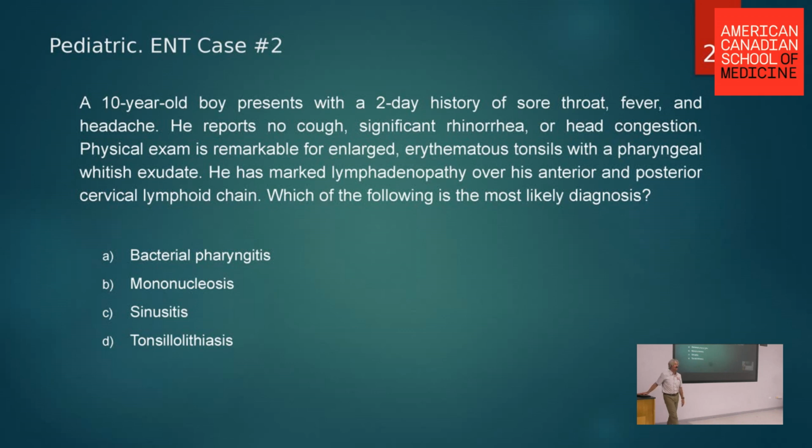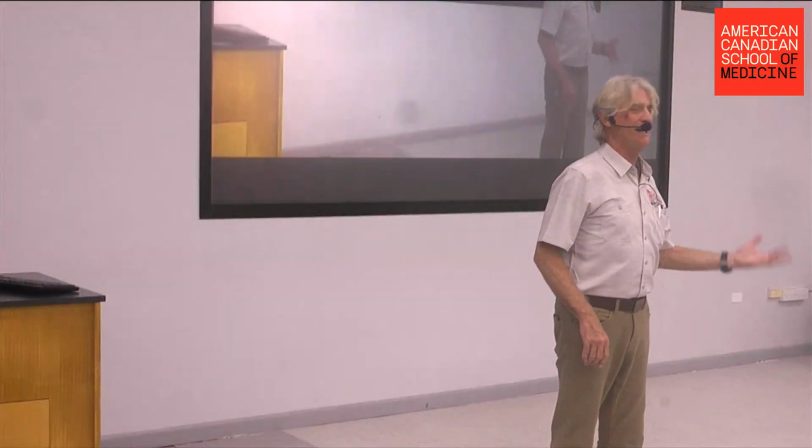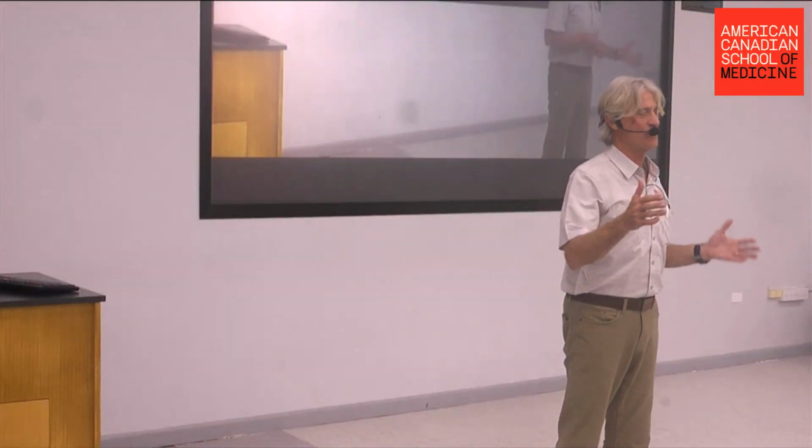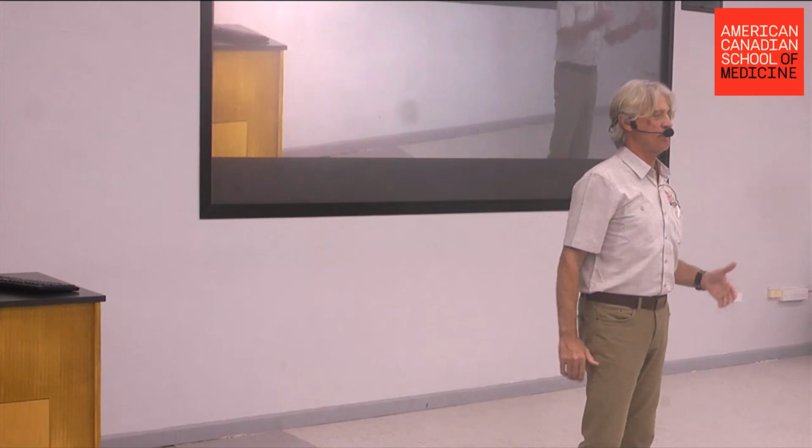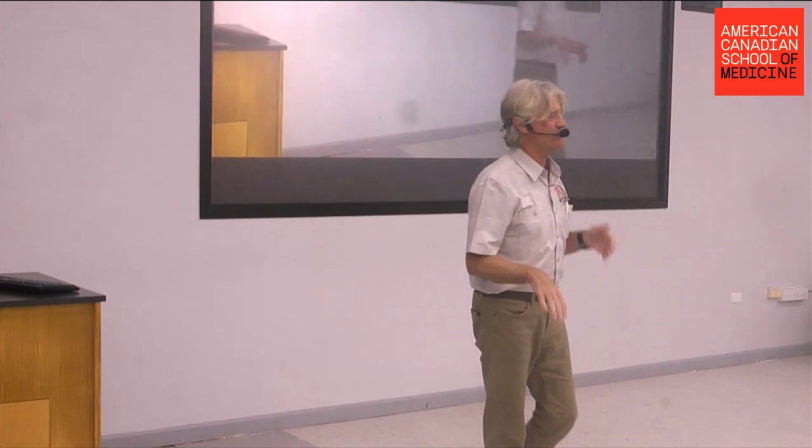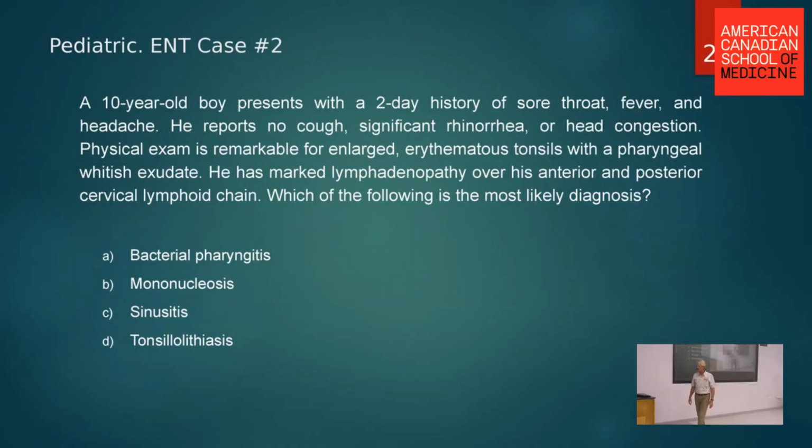Mononucleosis. How old is this kid? 10. What are the peak ages of mono that we think about? Usually typically older than that. Anywhere between the age of 16 and 25, 16 and 40, think mono. Usually in young kids like this, maybe a little bit too young for mono.